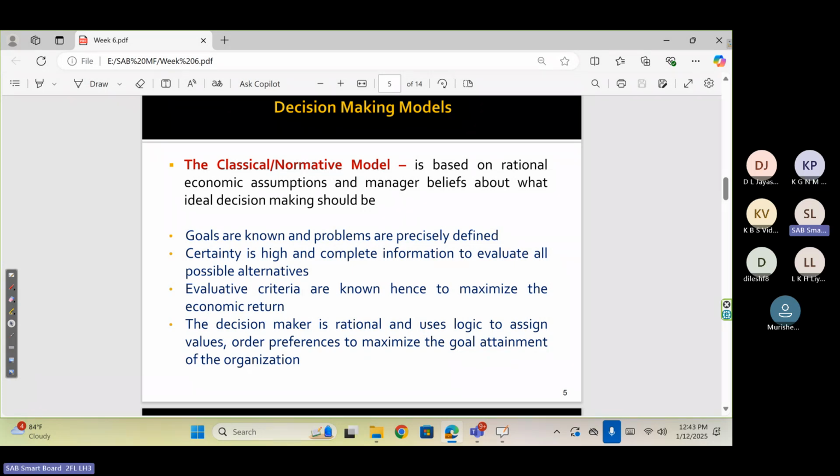But in all decisions, as decision makers, we should be able to have these standards. Whatever the nature of the decision making, we are supposed to maximize the results.